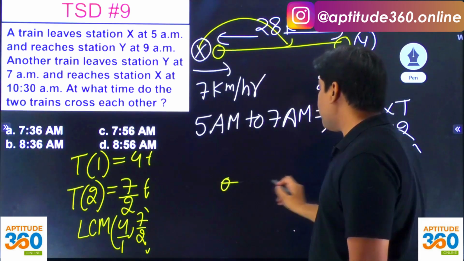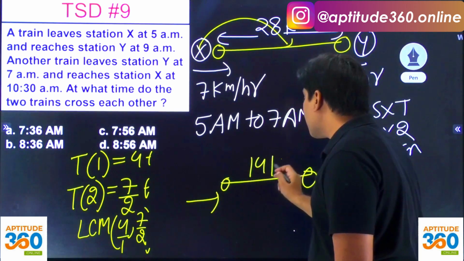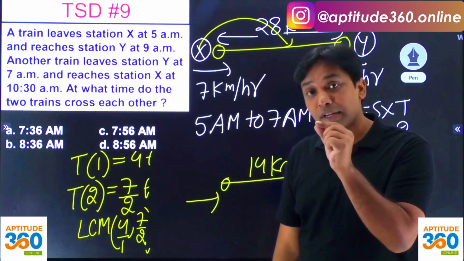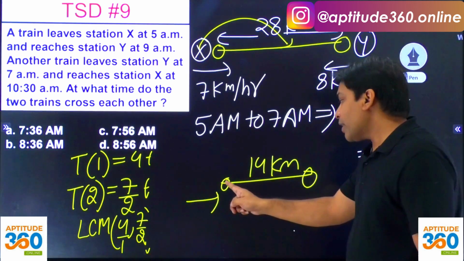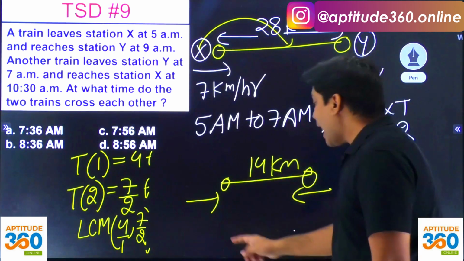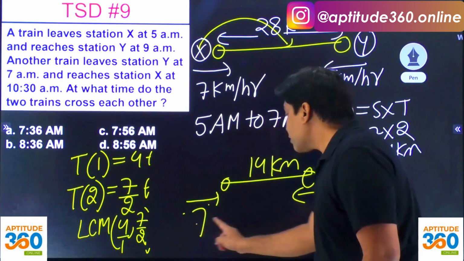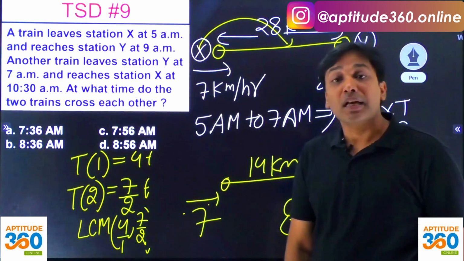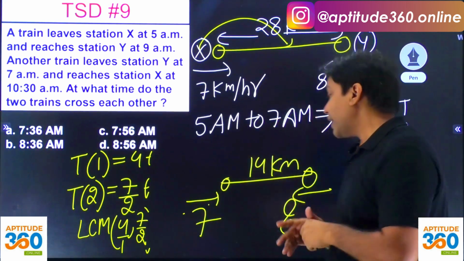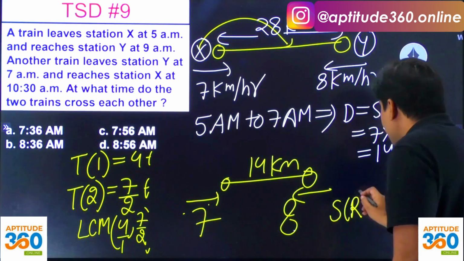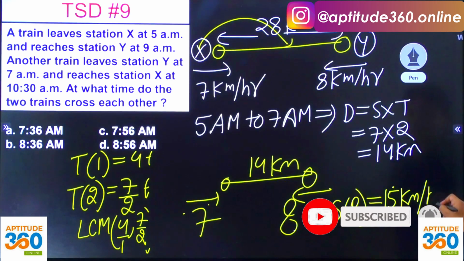Ab agar midpoint pe aa gaya and now what is happening? Ye jo distance bacha, ye to abhi bacha 14 kilometers at 7 a.m. At 7 a.m. I am talking about. 7 a.m. pe ye wali jo train hai, ye Y station pe abhi bhi khadi hai yahan pe. Ab both of them have started moving towards each other and this one is moving towards this side with 7 kilometers per hour and this one is moving in this direction with 8 kilometers per hour. Now both of them are approaching each other, isn't it? So can we apply the concept of relative speed? Yes, we can apply. So what is going to be the relative speed? In this case, relative speed is going to be 7 plus 8, it is going to be 15 kilometers per hour. Do you understand this?